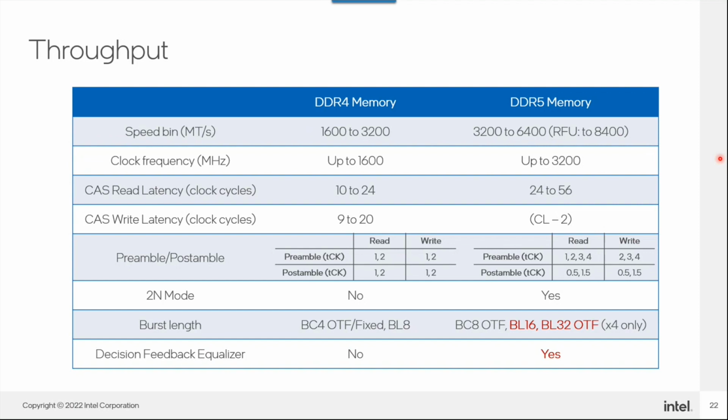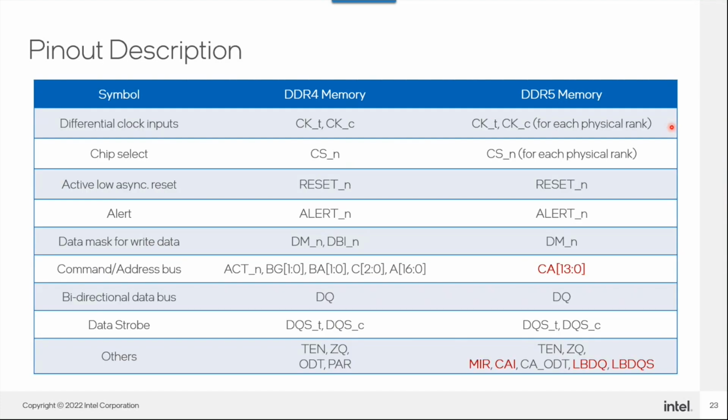We need to accept the write preamble and post-amble correctly to make sure that the DDR5 can receive and send the data properly according to the selected speed bin. DDR5 also supports 2N mode to provide more setup and hold time in the command and address bus. And I mentioned burst length of 16, which allows the user to access more data per each request. And the DFE, or decision feedback equalization, is available, as mentioned earlier, for DDR5 memory. So that would be for throughput, and continuing on with the pinouts on the next slide.